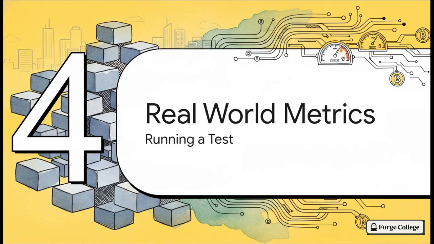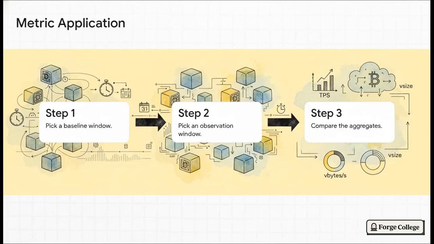So let's jump to Section 4, real-world metric application. How do we actually apply this out in the field? Well, you can't just look at a single block because mining variance is incredibly noisy. I mean, one block might take a minute, the next might take an hour. To find the real truth, you must compare sustained time windows.